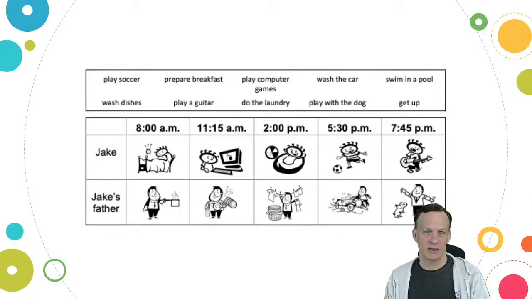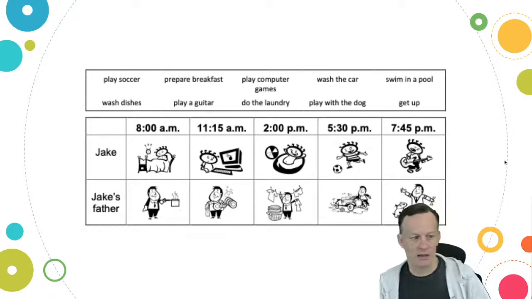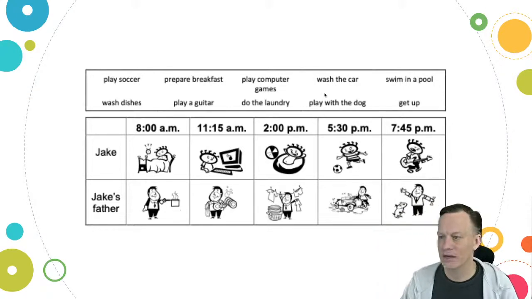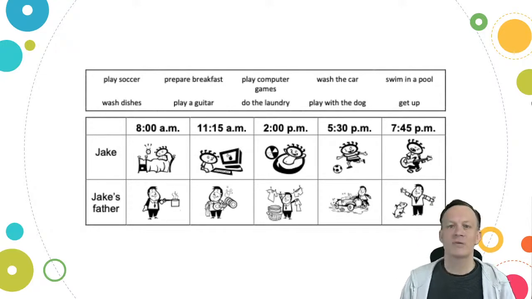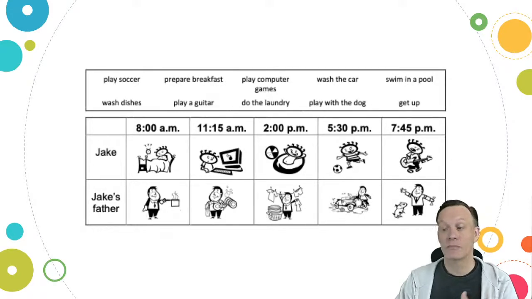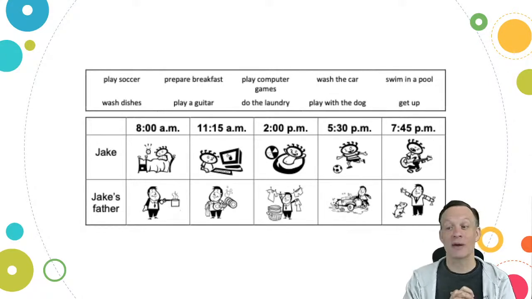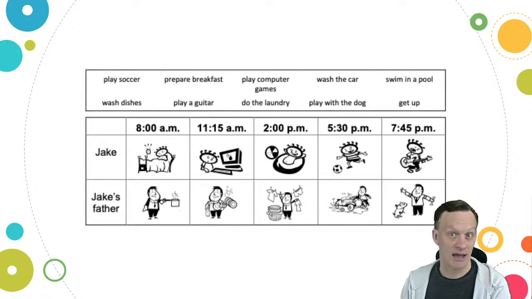So why don't you tell me any sentence you want to make about Jake and Jake's father. I think you can read this. I hope you can read this. I'm not in the way. If you have any problem, I can make it bigger. But tell me something about Jake and Jake's father and what they were doing and when they were doing it. So for example, Jake's father was making breakfast at 8 o'clock. Was make breakfast? No, prepare breakfast. Okay, so Jake's father was preparing breakfast at 8 a.m.